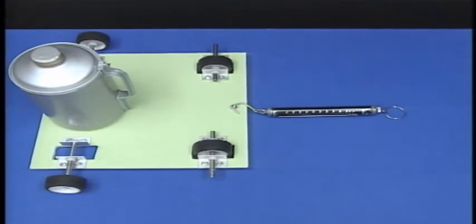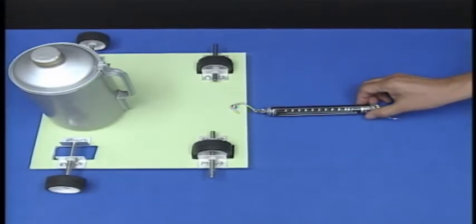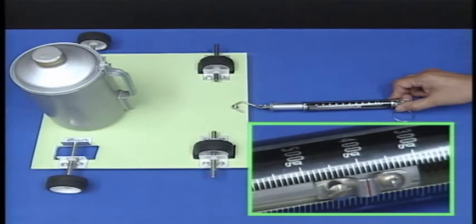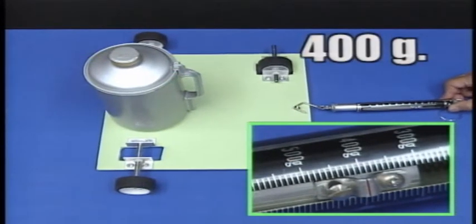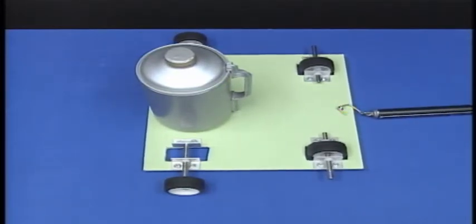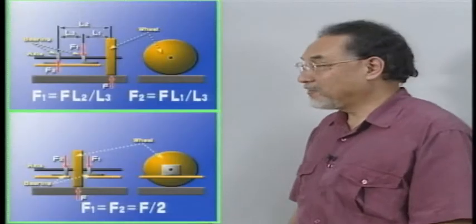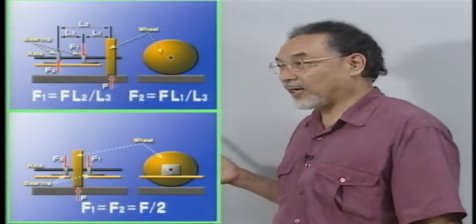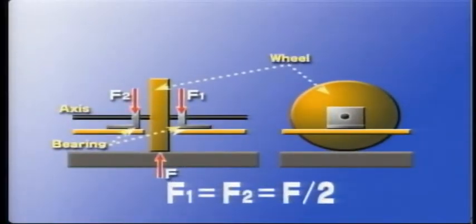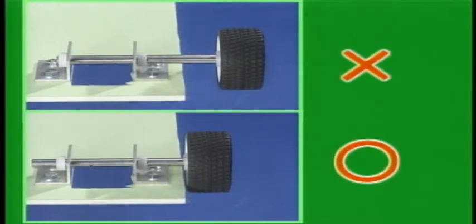Now, let's see what happens when the back wheels are supported on one side only. They begin to roll at 400 grams. As you can see, single-sided support greatly increases friction, so use double-sided support whenever possible. This test demonstrates how important it is to reduce bearing friction. When building your machine, use this ideal design if you can. If you have to use single-sided support, minimize the distance between the inner bearing and the wheel, and maximize the distance between the bearings.